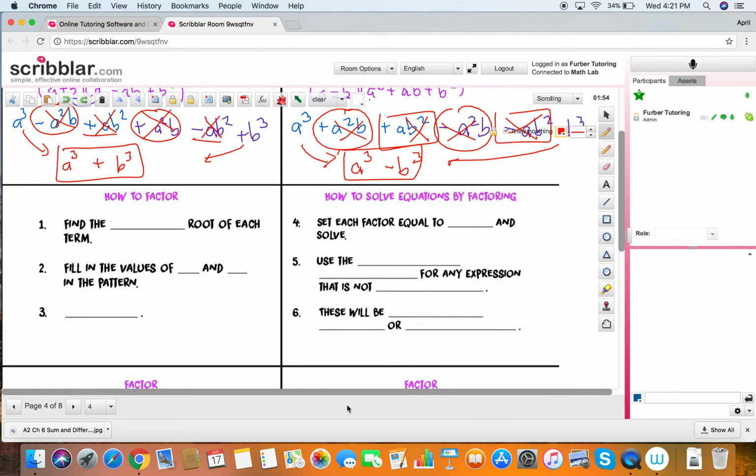So in the next video, we're going to go through and talk about how to factor, and then we're going to talk about how to solve equations by factoring. So we just take it one step further. So we're going to do some factoring examples, and then we'll do some actual examples with solving equations.